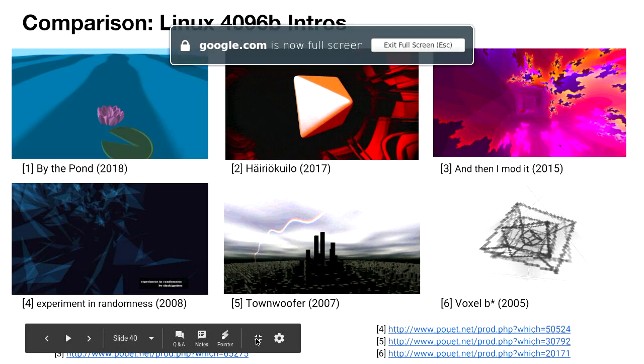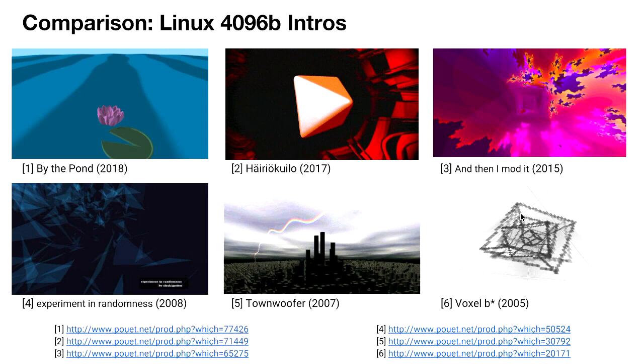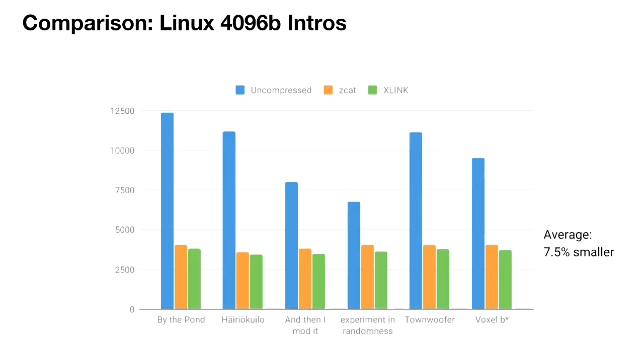All right, so here's a set of 4 kilobyte intros for Linux, over the past decade. They're a variety of shader-based, fixed function-based, and in some cases pure software-based. What I did was uncompress them, and that's the uncompressed size in blue, and in orange is their actual size on disk. And in green is what happens if you just do the compression with this PAQ algorithm.